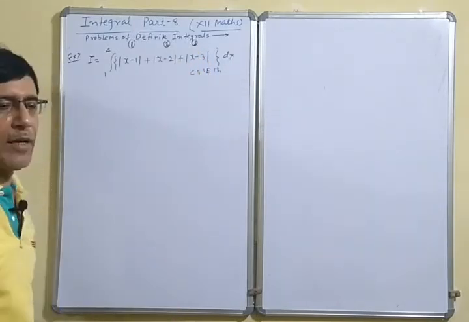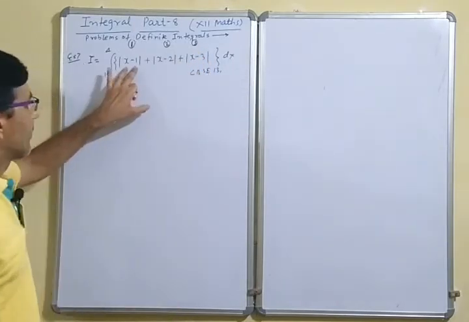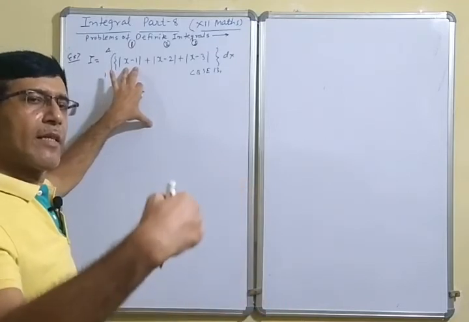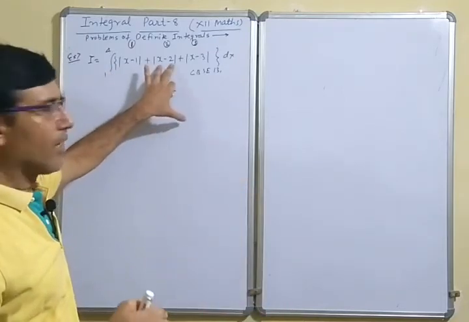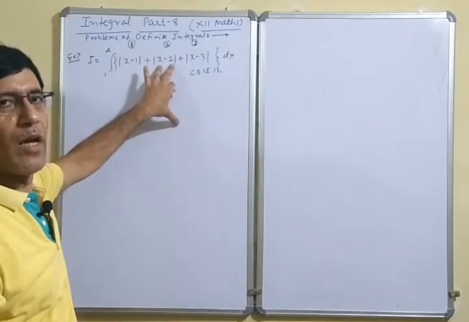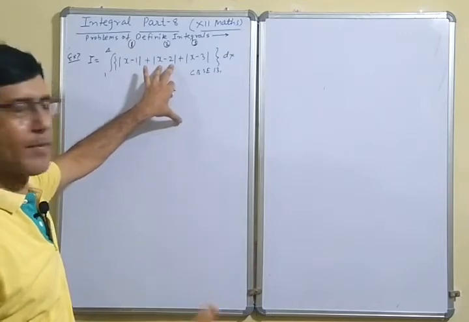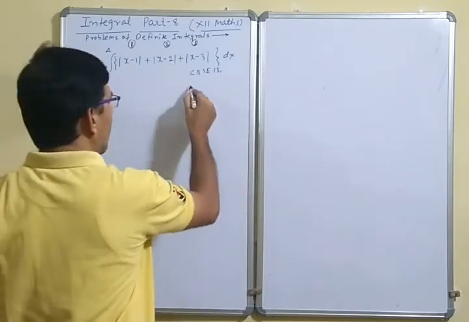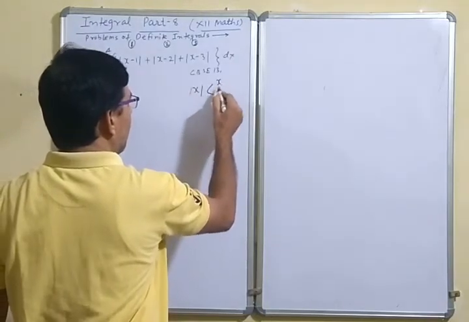So what will happen? If x minus 1 is more than or equal to 1, it is positive, and if it is less than 1, it is negative. Similarly, if x is 2 or more than 2, x minus 2 is positive, and if it is less than 2, it becomes 2 minus x, that is negative. For modulus x, we have x and minus x.